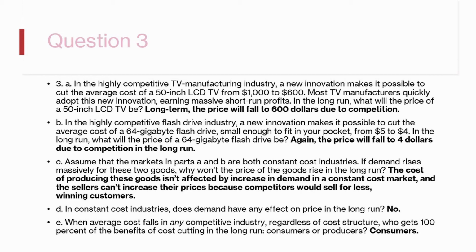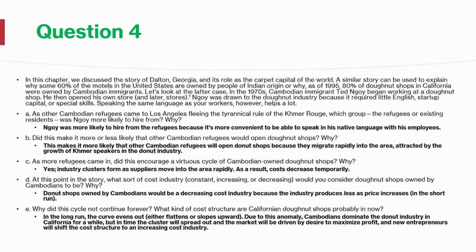Now, how does all of this impact the consumers of the goods? They're going to be the ones receiving 100% of the benefits of cost cutting because they're not actually doing anything besides buying the product, and yet the prices are still going down. In question 4, we're examining a situation similar to the carpet capital in Dalton, Georgia, where Cambodian immigrants come in and basically take over the donut industry temporarily in California.